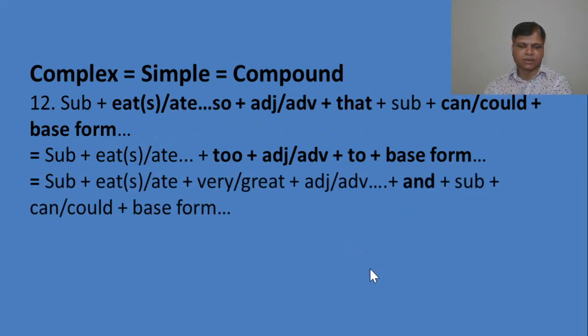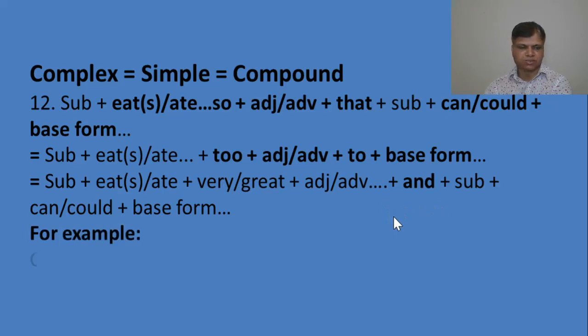If you want to make it a compound sentence, instead of so we have to use very or great, adjective or adverb, and instead of that we have to use and, rest of the sentence. So if you want to make it a compound sentence, there are two clauses, the first clause and the second clause. The first clause is the independent clause, the second clause is the dependent clause. Two clauses will be joined by a coordinating conjunction, and then it will be a compound sentence.